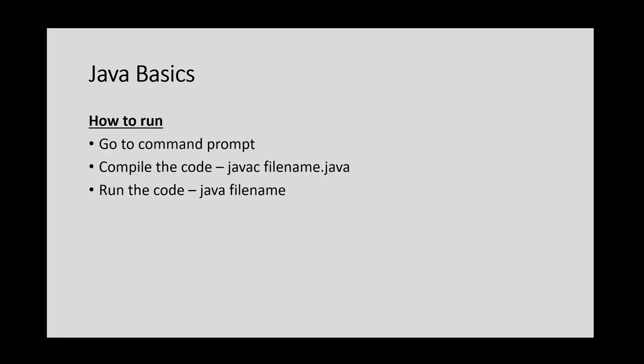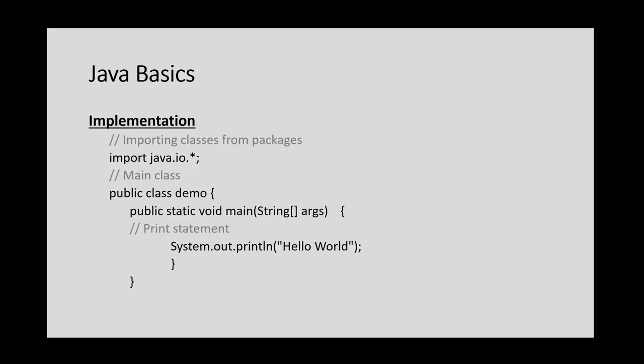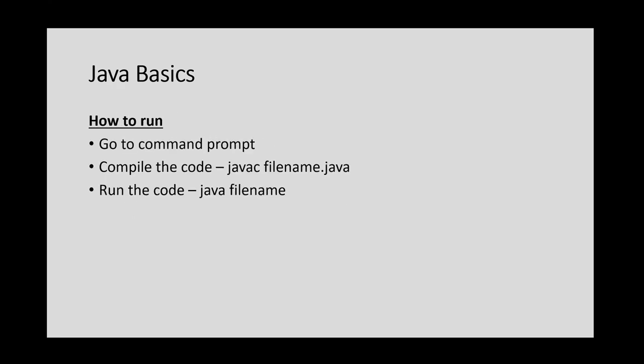Okay. So once you write the code, I'll be showing you the demo of how to run a Java code. Once we write the code, how to run the code, that is very important. So we have to go to command prompt. First of all, there are two things to be done. One is I have to compile the code, and then I have to run the code. Okay. So compiling the code, what is the command? In the command prompt, everything is a command. So you give a command, it will perform according to that.